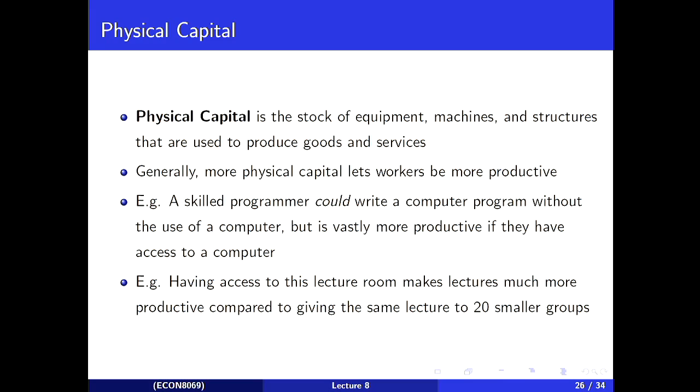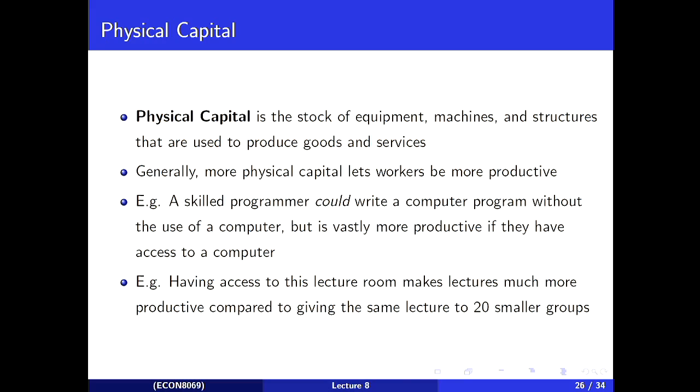A skilled programmer could write a program without access to a computer. You can sit down with pen and paper, and you do this in exams. If you do computer science exams, or even high school exams, they make you sit down with a pen and paper and write out a program. And you can do it, but it's not good. It's really slow. It's really unproductive. If you give that person a computer, then they can do this much more quickly. So access to physical capital is going to make our lives much easier.